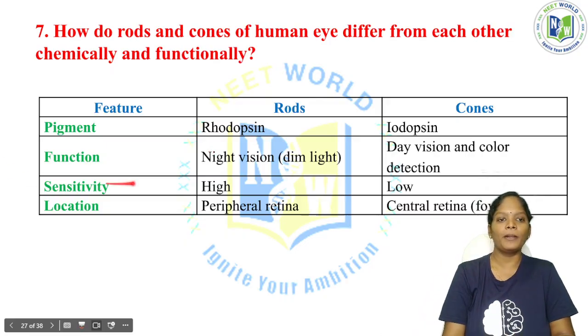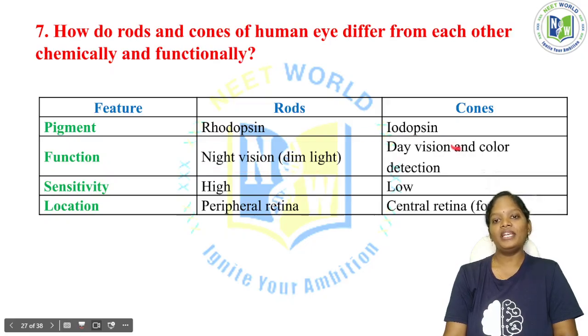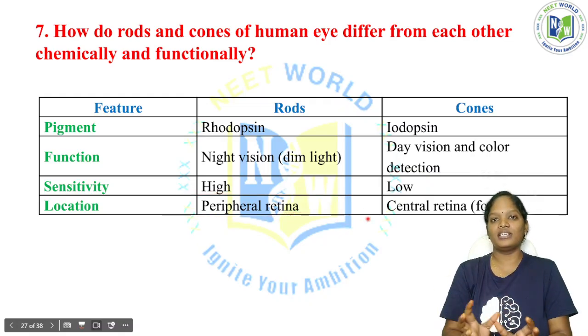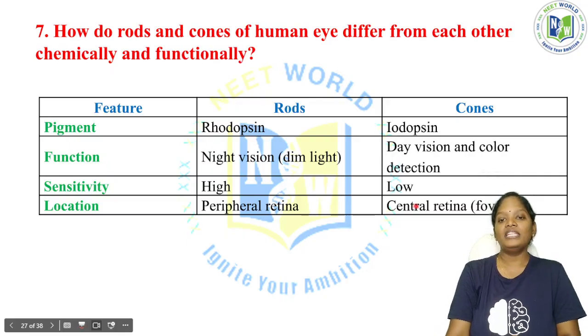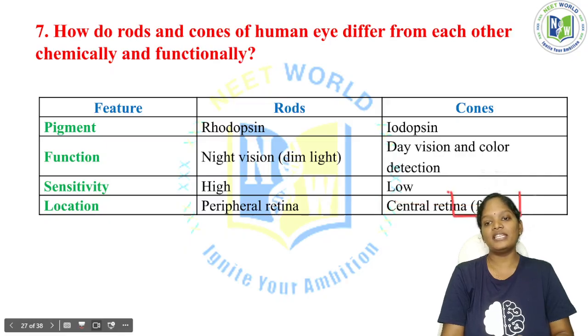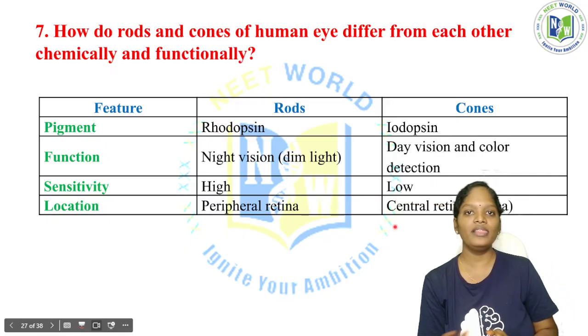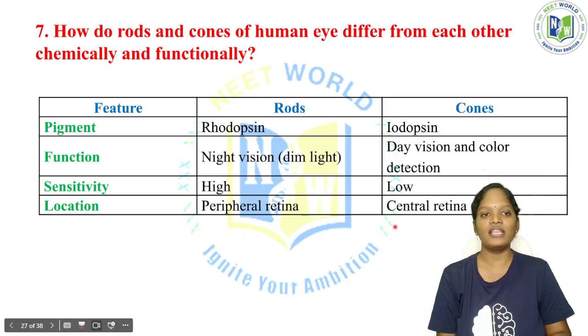In night vision and dim light, the rod cells get activated, and in day vision and color detection, the cone cells get activated. So this is the function of rod cells and cone cells. The sensitivity of the rod cells is very high, and the sensitivity of the cone cells is very low. The rod cells are present in the peripheral retina, which means the outer area, and the cones are present in the central retina, which is considered the fovea. So these are the main important differences between the rod cells and the cone cells.